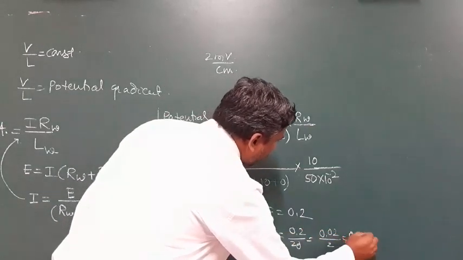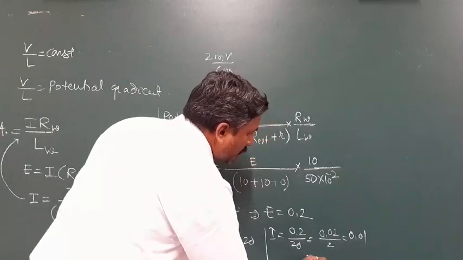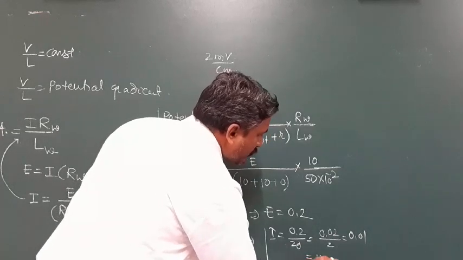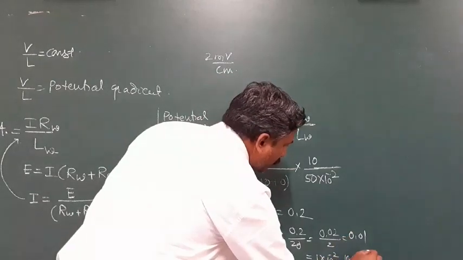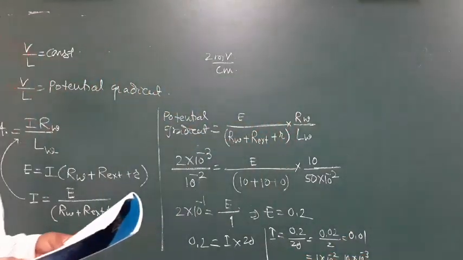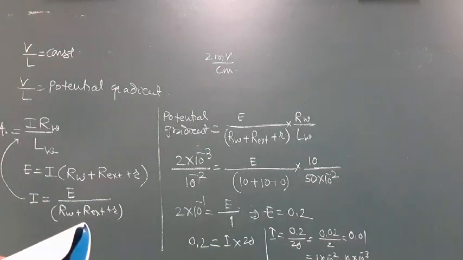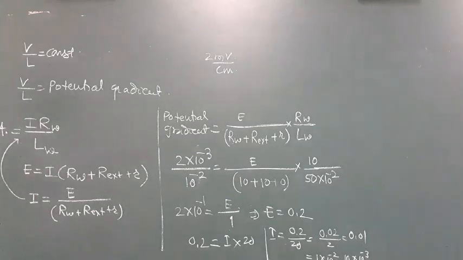Divided by 2, the answer becomes 0.01, meaning 1 into 10 raised to minus 2, that is 10 into 10 raised to minus 3. So in milliampere the amount of current is 10, nothing else. It is an easy example. If you want, then write it down or take a screenshot.